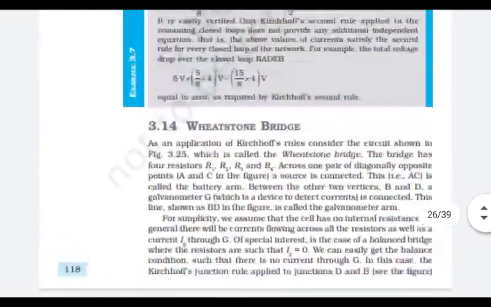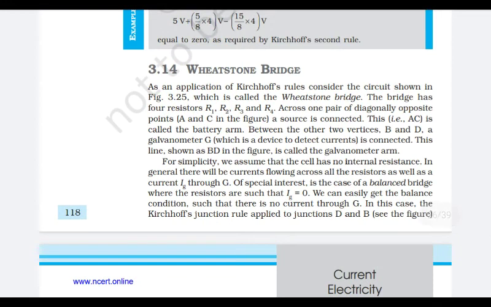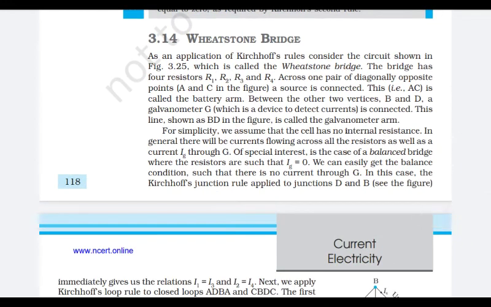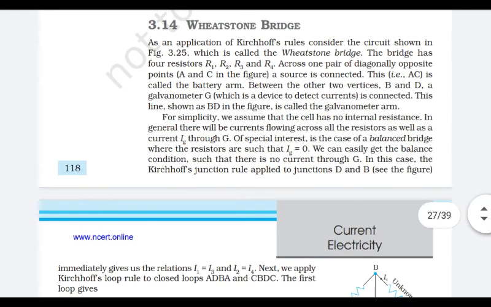Now, for simplicity, we assume the cell has no internal resistance, that means small r is 0. In general, there will be current flowing across all the resistors as well as current Ig through the galvanometer. Of special interest is the case of balancing of the bridge, where the resistors are such that Ig is 0.